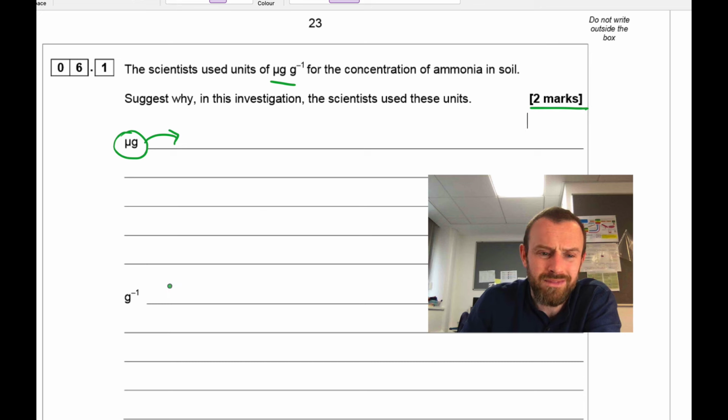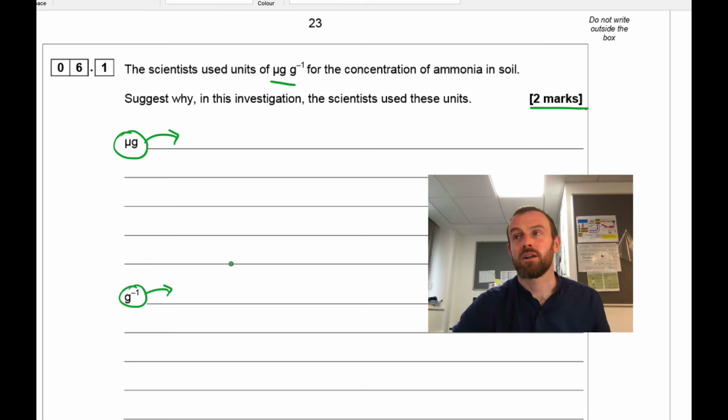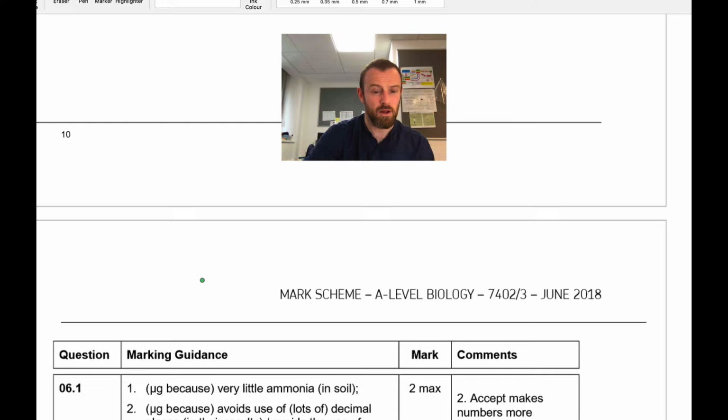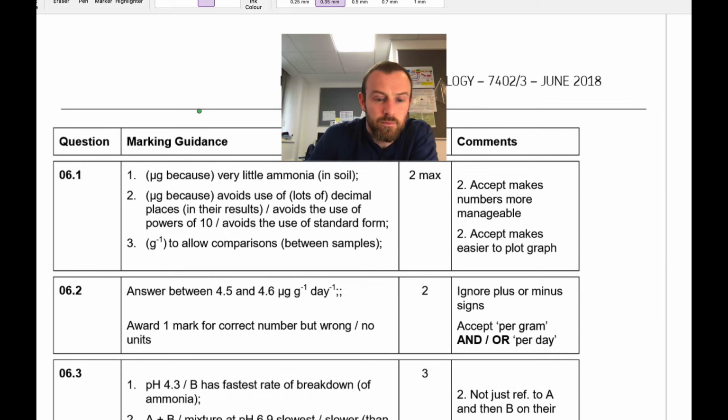And this per gram, so we can quantify, well, because we're looking at ammonia in soil, it's kind of like a concentration of ammonia, but the soil is not liquid, the soil is a solid, so looking at something per gram is a way of getting a concentration of the ammonia. I don't know what the mark scheme is going to say for the second bit, to be honest. I'm a bit lost. Okay. To allow comparisons. Anyway, so 6.1.